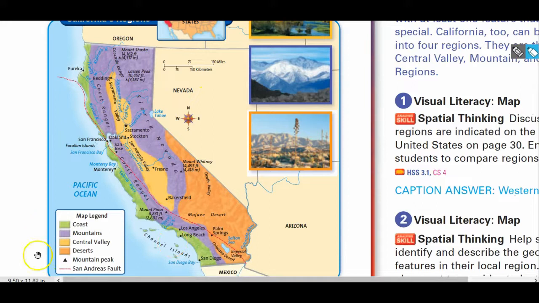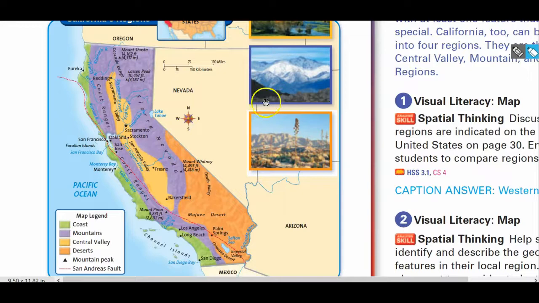So look at the map. Plus, here's a map legend, a key. All the green is what region? Coast. All the purple, mountains. All the bright orange, the desert. Now there's a lighter orange. What's that? Like a yellow, valley. And did you notice that the valley, what's on either side? Mountains. So a valley has mountains on either side. And we're right in the middle.